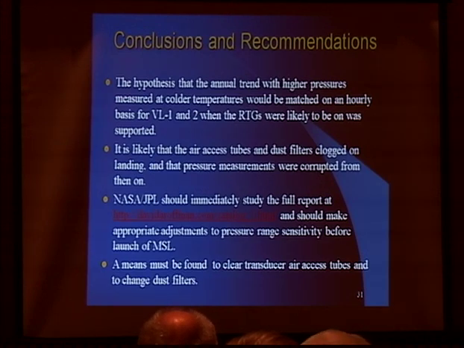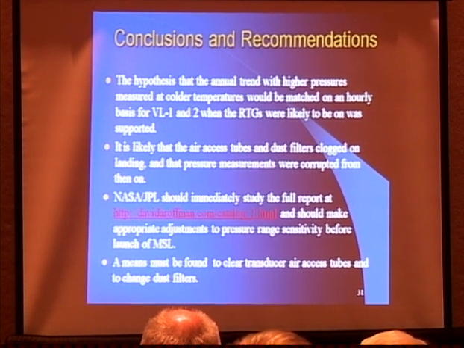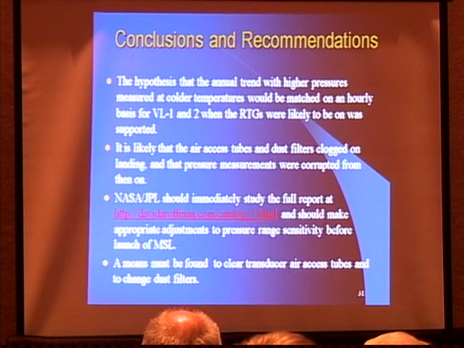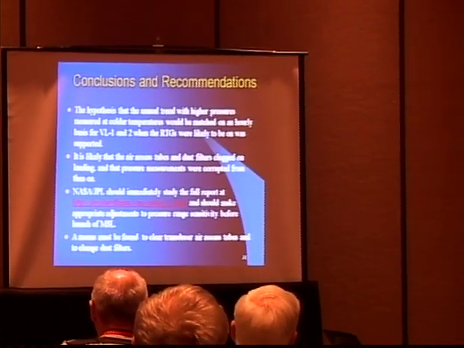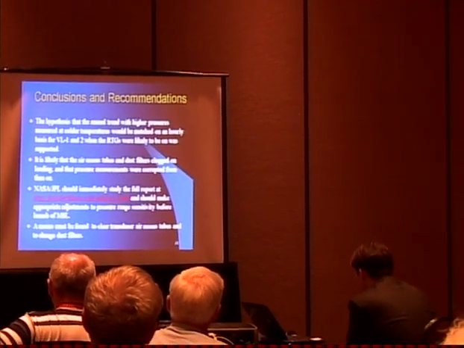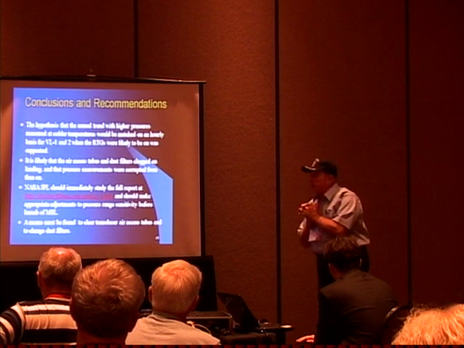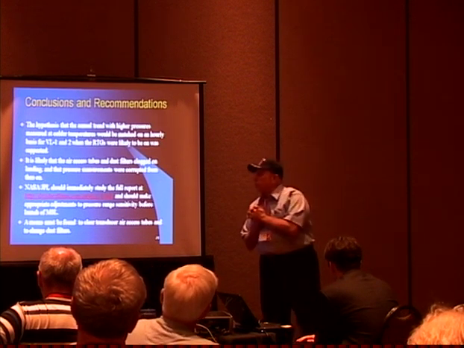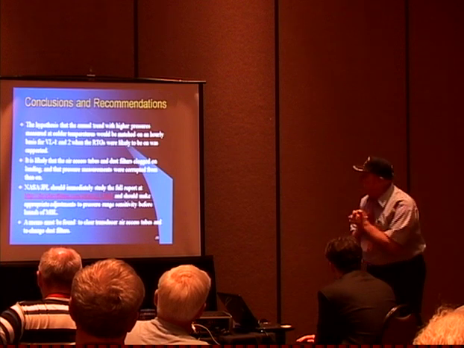Conclusions and recommendations. The hypothesis that the annual trend with higher pressures measured at colder temperatures would be matched on an hourly basis for Viking 1 and Viking 2, when the RTGs were likely to be on, was supported. It is likely that the air access tubes and dust filters clogged at landing and that pressure measurements were corrupted from then on. We've been working with the wrong pressure all these years.